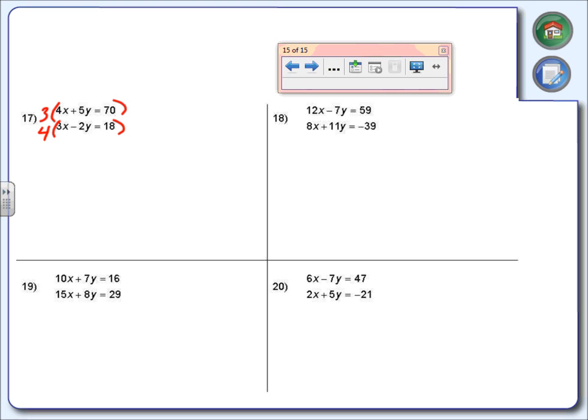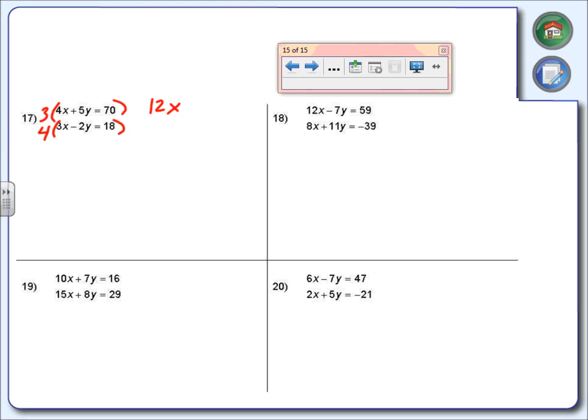Now, why did I choose 3 for the first equation and 4 for the second equation? Can anybody see it? Why did I choose those two numbers? They switched. What am I going to end up with when I multiply 3 times the 4x? 12. What do I get when I multiply 4 times the 3x? 12. They're going to match up, right? Which is the whole idea here, to get them to match up. So let's go ahead and do that. We're going to take the first equation and multiply it by 3. So here we go.